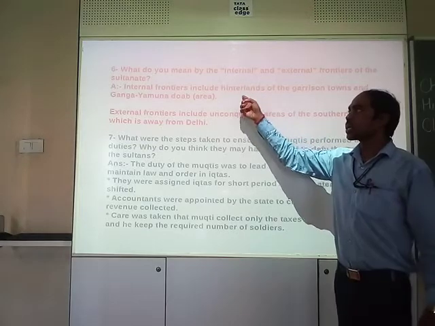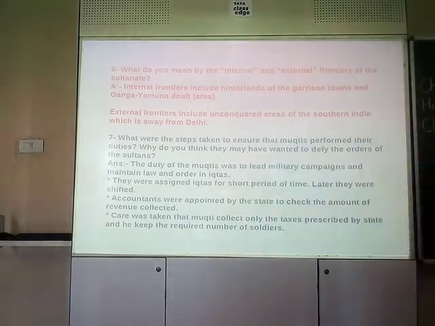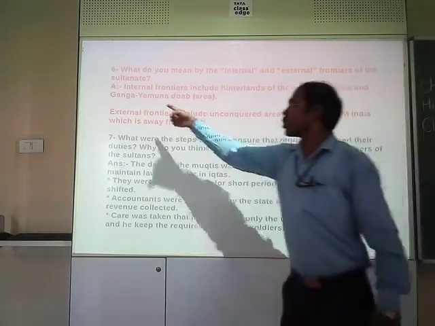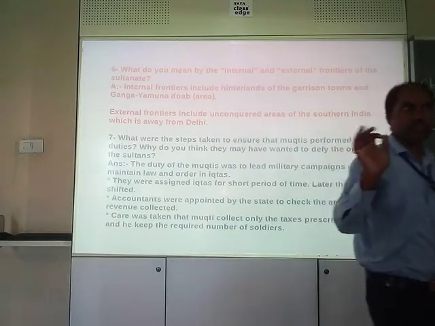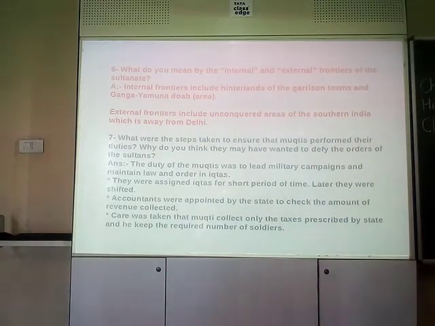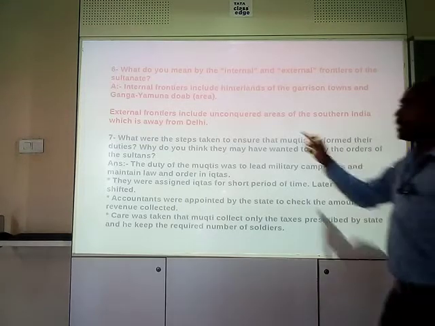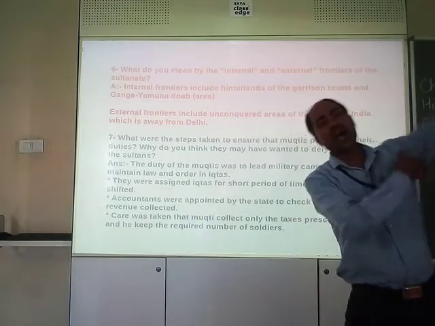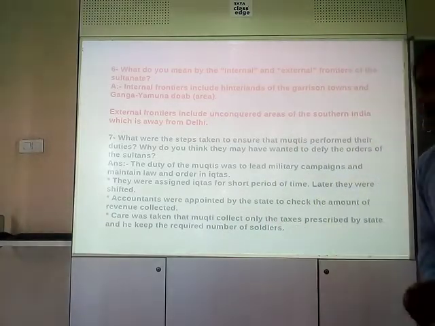These areas were considered as internal frontiers. So the hinterland of the garrison town and the area nearby to Ganga Yamuna, that means which is nearer to Delhi, those areas are considered as internal frontier. External frontiers are those areas which are far from Delhi.